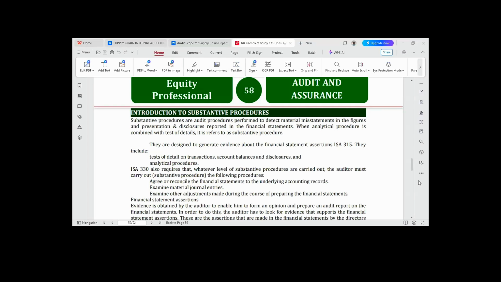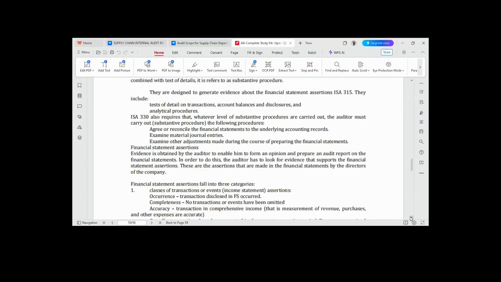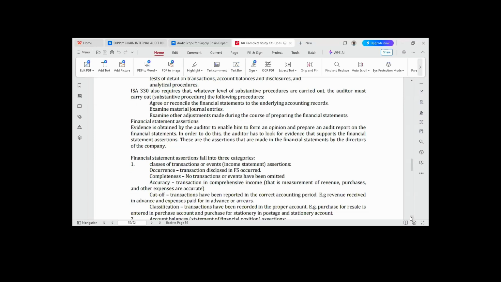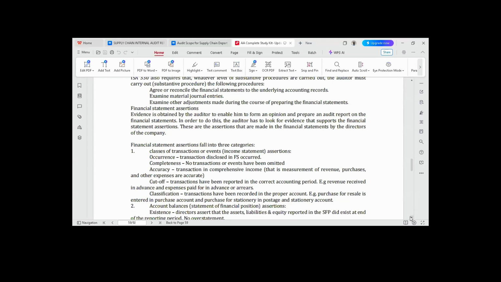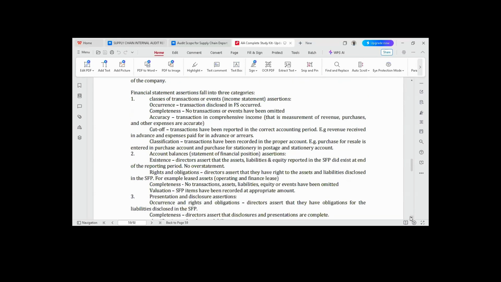All right. Now, the financial statement assertions are of three types. We have assertions based on transactions and events. We have assertions based on account balances. We have assertions based on presentation and what? Disclosure. These are the three types of assertions that we have: assertions based on transactions and events, assertions based on account balances, then assertions based on presentation and disclosure. What's the difference between the three of them?